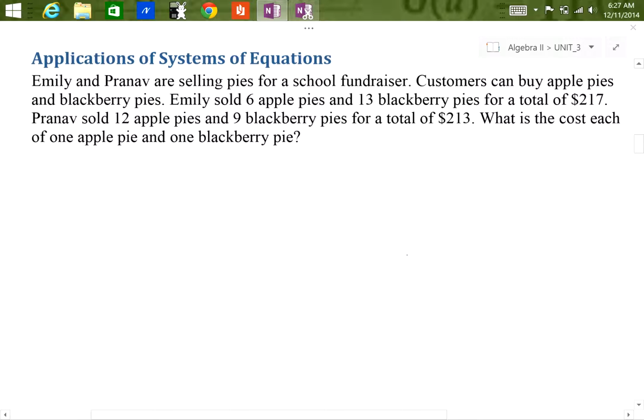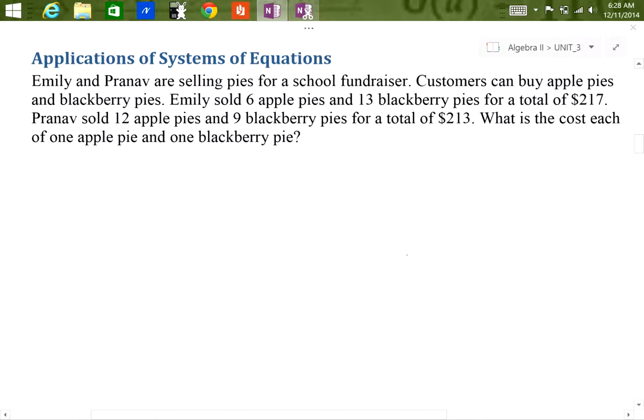So let's take a look at this first problem and then talk about the process we'd go through to solve it. It says this: Emily and Pranav are selling pies for a school fundraiser. Customers can buy apple pies and blackberry pies. Emily sold 9 apple pies and 13 blackberry pies for a total of $217. Pranav sold 12 apple pies and 9 blackberry pies for a total of $213. The question then is, what is the cost of each of 1 apple pie and 1 blackberry pie?